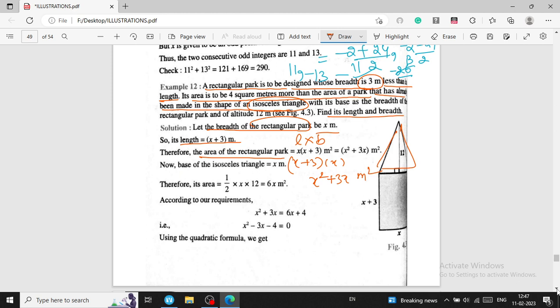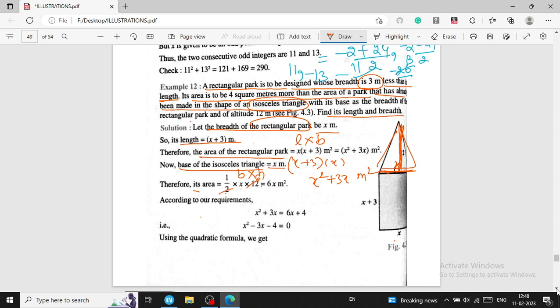Its base is the breadth of the rectangular park, that is x. And this is called the altitude. Altitude means perpendicular height, that is 12 meters. Find its length and width. Now the base of the isosceles triangle is x meters, and its area's formula is 1 by 2 base into height. So 1 by 2 x into 12, 2 sixes are 12, 6x meter square.